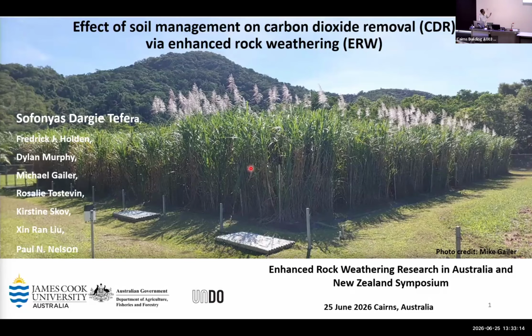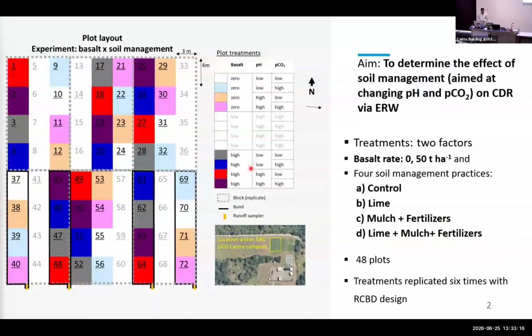This is my title. The aim of this project is to determine the effect of soil management aimed at changing the pH and soil carbon dioxide concentration on CDR. We have two factors here, soil management and the basalt rate. We replicate those treatments 6 times, and this is the layout. We use a randomized complete block design.